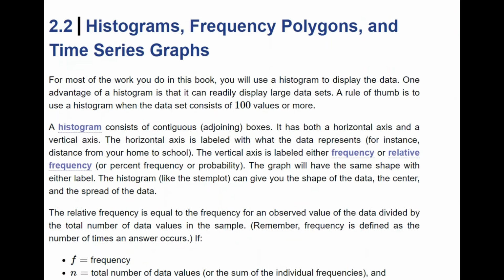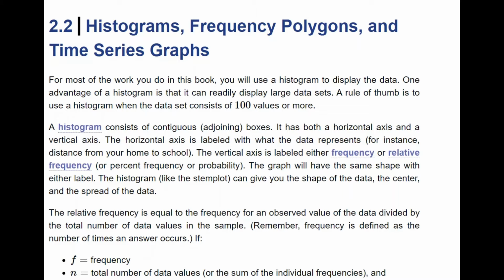A histogram is plotted the same way as the line or a bar graph. It has both a horizontal axis and a vertical axis. The horizontal axis is labeled with some data. For example, it could be anything. We call it a variable. So the variable could be, for example, the distance from your home to school. And the vertical axis is some values that you observe parallel to that label. That value is called frequency or relative frequency.